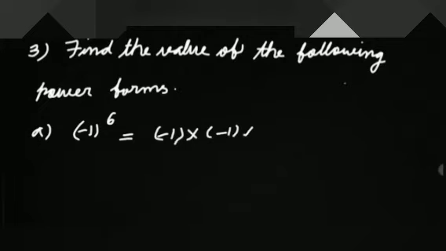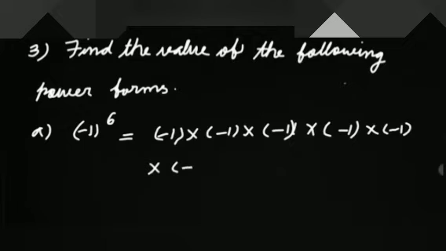Minus 1 into minus 1 into minus 1 into minus 1 into minus 1 into minus 1. We have multiplied minus 1 six times. 1 into 1 into 1 into 1. What is the answer? 1. And what about the sign of the answer? As per the rule of multiplying integers, if an even number of minuses are there, the sign of the answer would be plus, and if an odd number of minuses are there, the sign of the answer would be minus. So, how many minuses are there in this question? 1, 2, 3, 4, 5, 6.